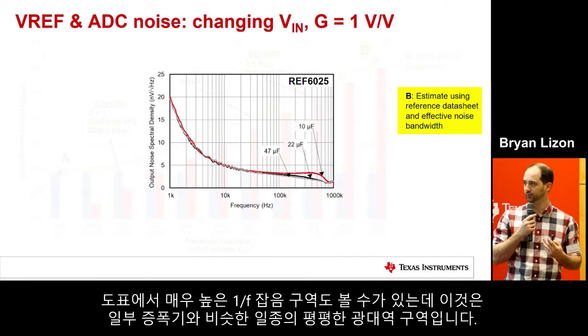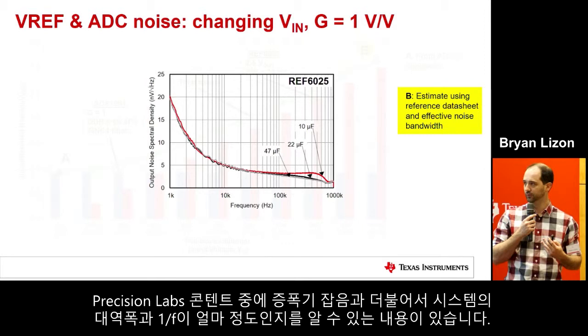And as you can see, this plot also has a very high 1/f region and a flat broadband region, similar to some amplifiers. So we actually have some Precision Labs content on amplifier noise and how you determine how much broadband and how much 1/f noise is in your system.